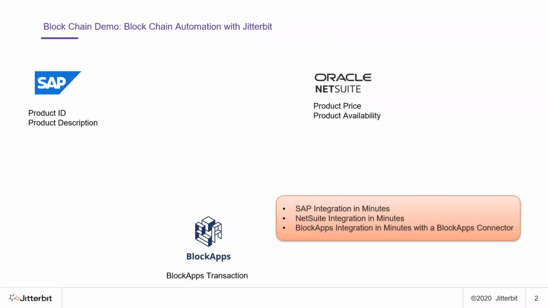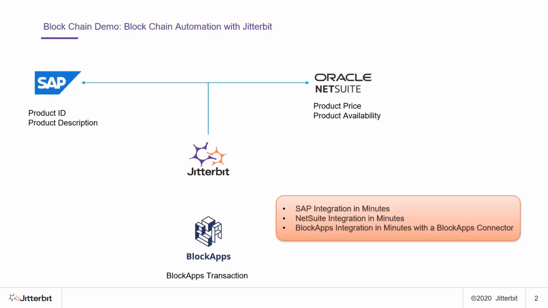Over the next few minutes, we will cover how quickly you can leverage Jitterbit, a recognized leader in enterprise integration platform as a service by Gartner, to integrate backend systems such as SAP and NetSuite with BlockApps. In our demo, we will be pulling product information, specifically product name and product ID from SAP, while pulling inventory information for that specific product from NetSuite.